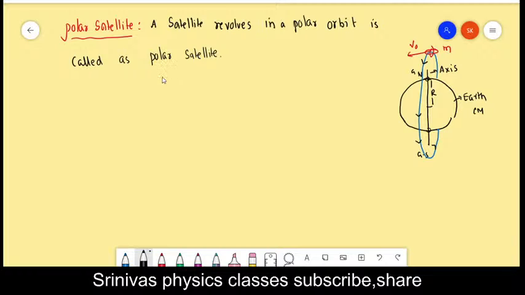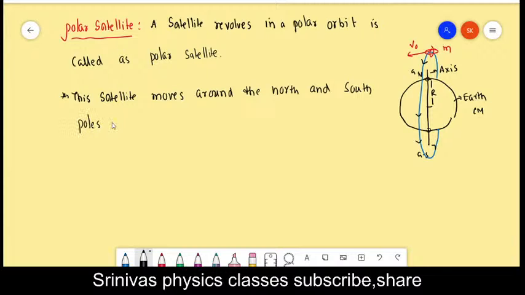Now this satellite moves around the north and south poles of Earth.